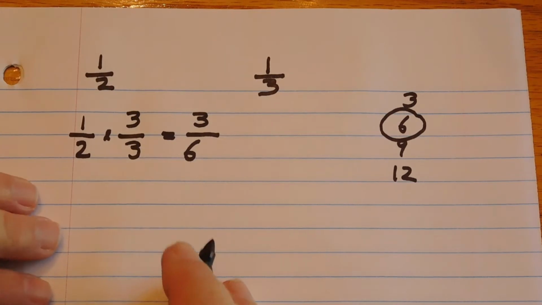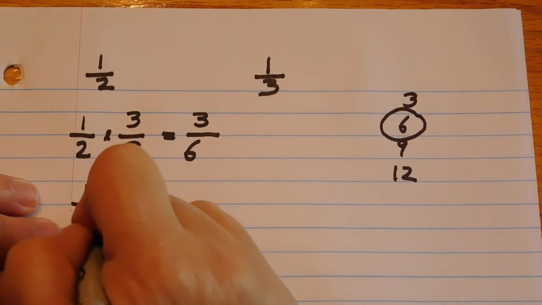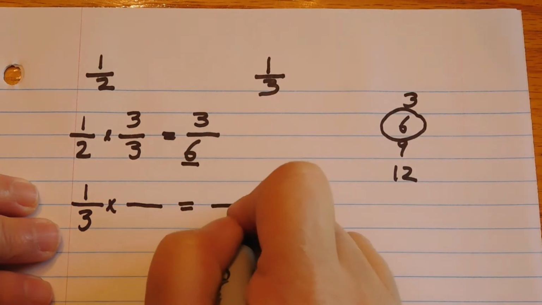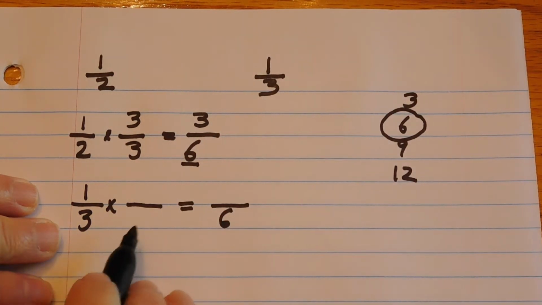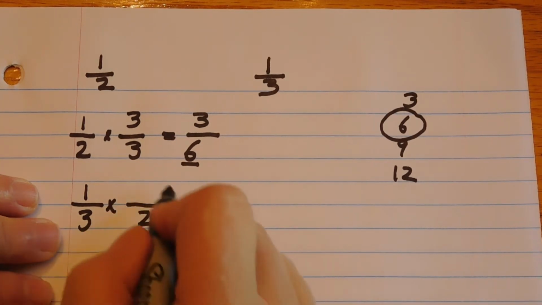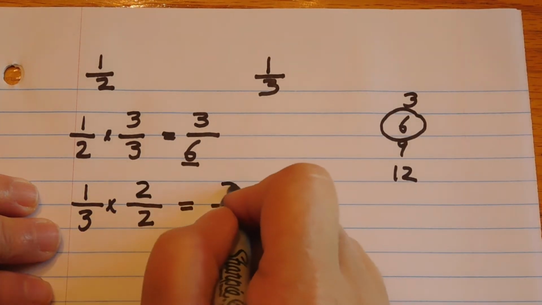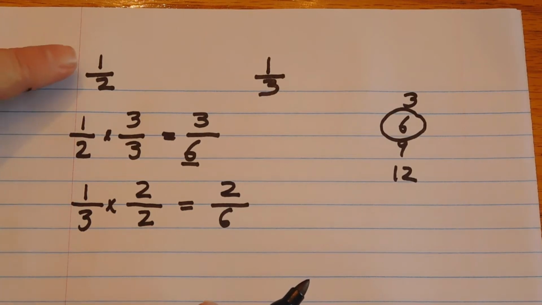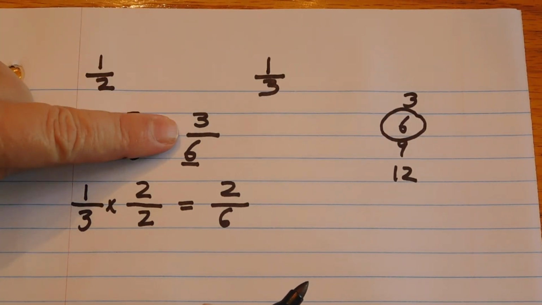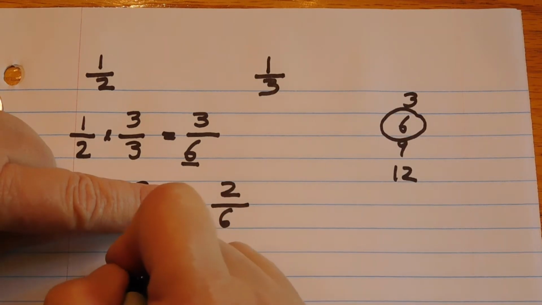Now I'm going to do the same thing for 1/3. I know my common denominator has to be 6. So 3 times something equals 6. That's a 2. And since I'm multiplying by 1, I have to put a 2 on the top. So the renamed fractions that have a common denominator for 1/2 and 1/3 are 3/6 and 2/6. So that's my final answer.